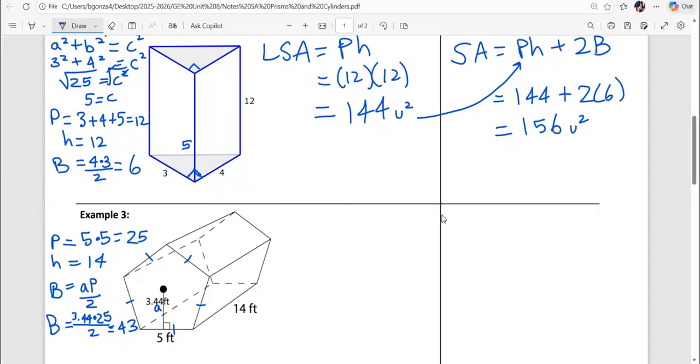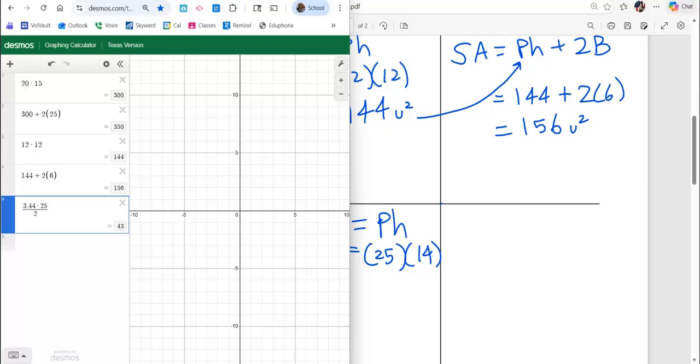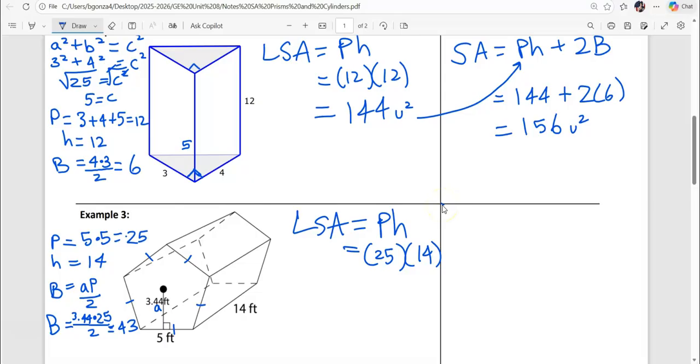So let me move that up a little bit. So what am I going to do? Once again, lateral is PH. P times H. P is 25. H is 14. 25 times 14 is 350. Run this down. Now, this time we have units. 350 feet squared, or square feet.